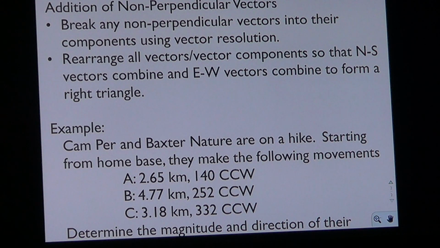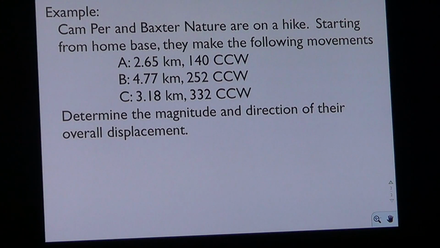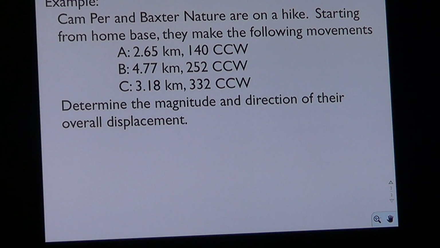And then we can use the 2 components. So it makes more vectors, but it's going to simplify so we have a right triangle in the end. So then we can do the same thing we did with the perpendicular ones and rearrange them all so that the north and south go together and the east and west go together to make a right triangle. Okay? So there's a lot to this problem. Cam, Kerr, and Baxter Nature are on a hike. Starting from home base, they make the following movements. Determine the magnitude and the direction of their overall displacement.